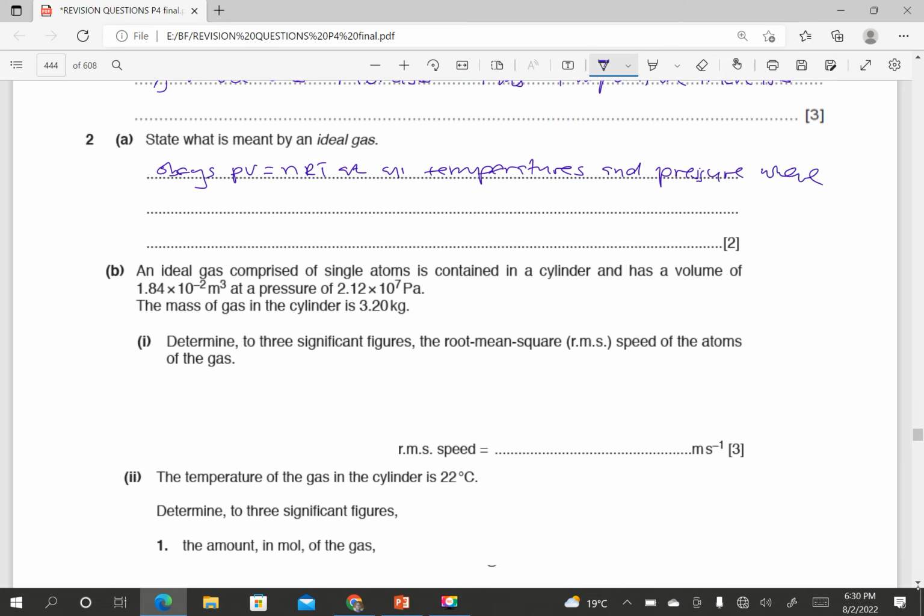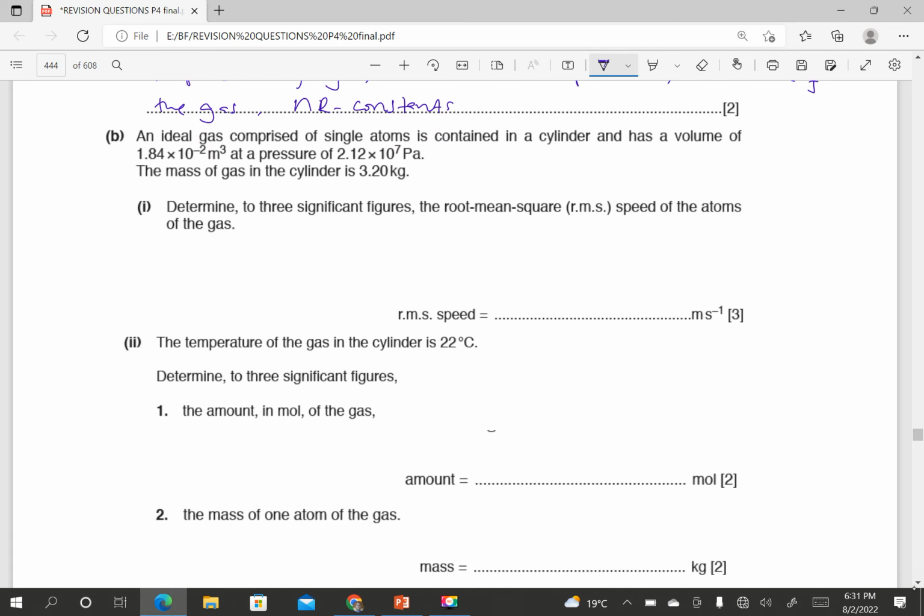where P is the pressure of the gas. Pressure, my handwriting has become worse. T is absolute temperature. And then V is the volume of the gas. Note that n times R are constants. n is the number of moles and R is the molar gas constant. Okay, next.